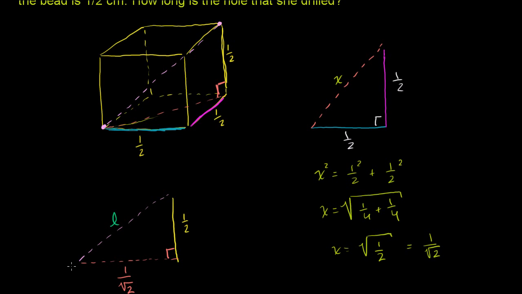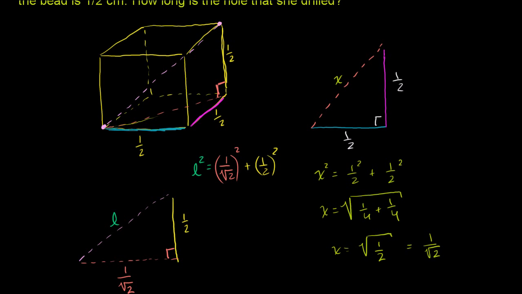Then we can say that L squared is going to be equal to 1 over the square root of 2 squared, we're just applying the Pythagorean theorem, plus 1/2 squared. And once again, we know that this is the longest side. It's opposite the right angle. So it's going to be the sum of the squares of the other two sides.